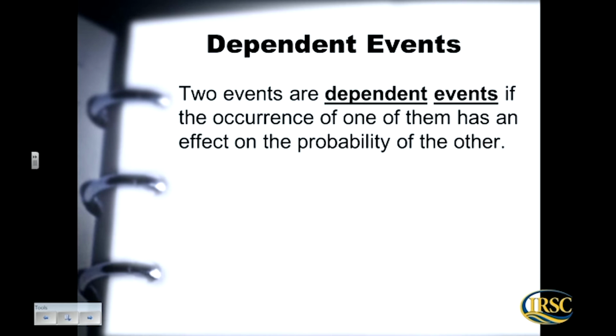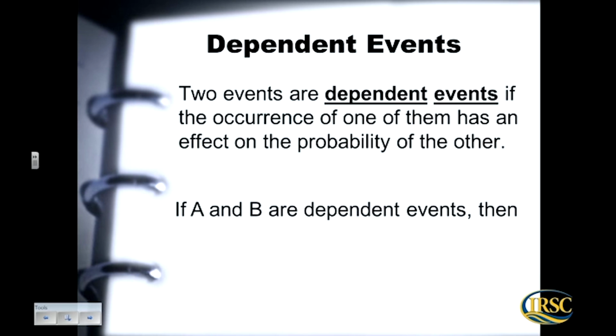Okay, 2 events are dependent events if the occurrence of one of them has an effect on the probability of the other. All right, so this is the difference between independent and dependent. So for example, you draw one card, and then you go to draw another card, but you still have the other card in your hand. So if you draw a card and you're keeping it before you draw the second card, what's happened to the deck? It's one less card in that deck. So you have changed what's about to happen. Okay, those are dependent events.